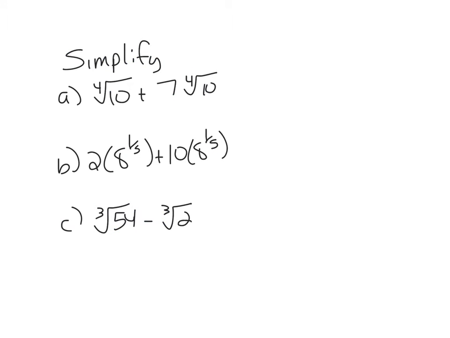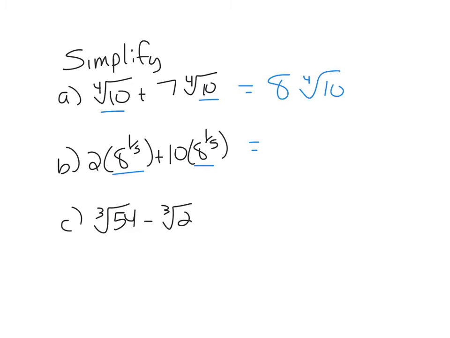All right, this slide, hopefully a little faster. First one. If you have the same index, same number inside your radical, you can just add your radicals together. So that's like 1 on the fourth root of 10 plus 7 on the fourth root of 10. That's 8 on the fourth root of 10. No big deal.